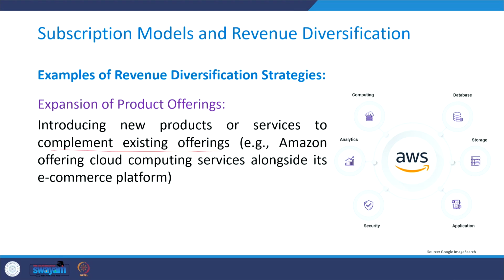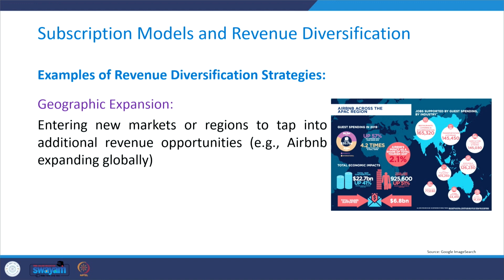The first one here is expansion of product offerings, wherein a firm introduces new products or services to complement existing offerings. For example, Amazon offering cloud computing services alongside its e-commerce platform. Second example, with respect to geographic expansion, wherein a firm enters new markets or regions to tap into additional revenue opportunities. For example, Airbnb expanding globally.